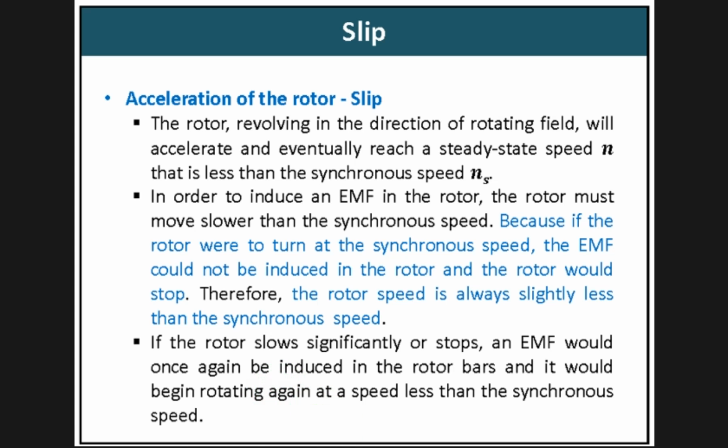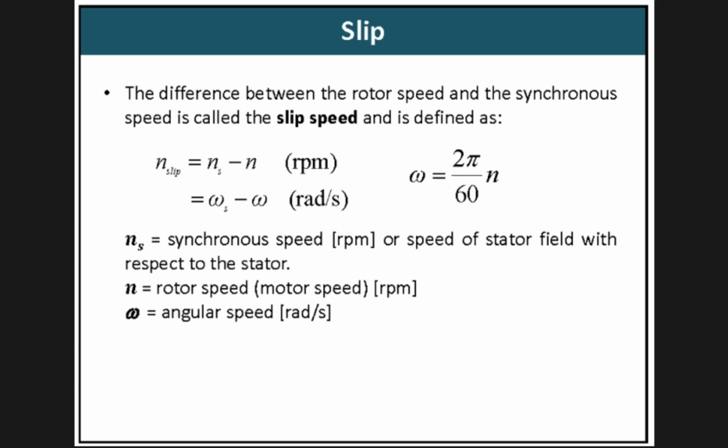So then let's see what the slip means. The difference between the rotor speed and the synchronous speed is called the slip speed, and it is defined as n slip equals n synchronous minus the speed of the rotor n. This is in rounds per minute. You can do the same with radians per second. The conversion is, for the rounds per minute value, you have to multiply by 2π and divide by 60 to find the radians per second.